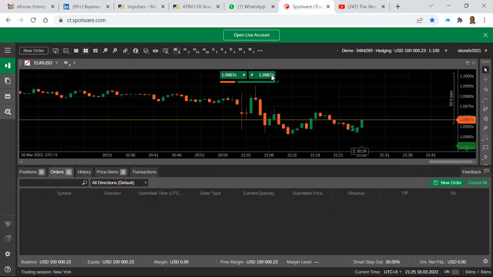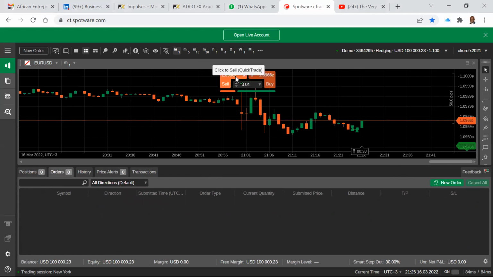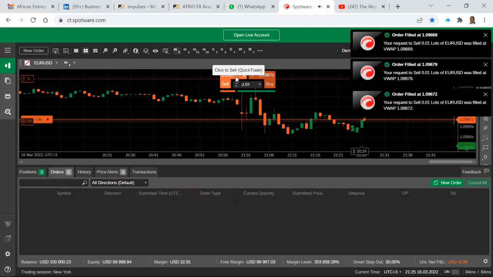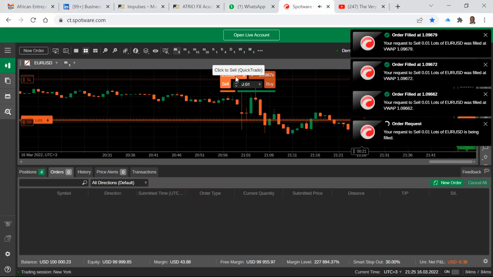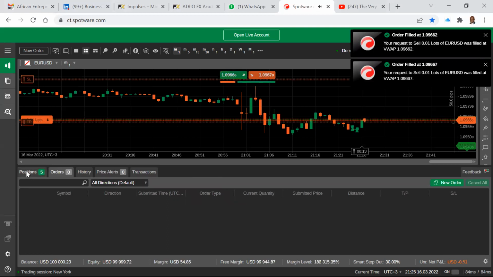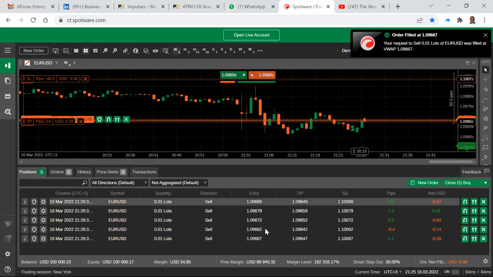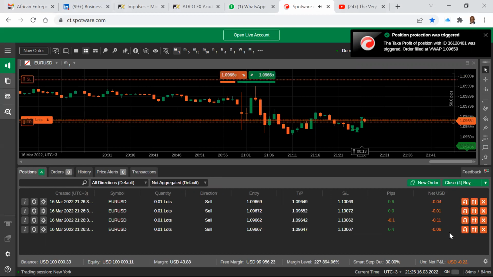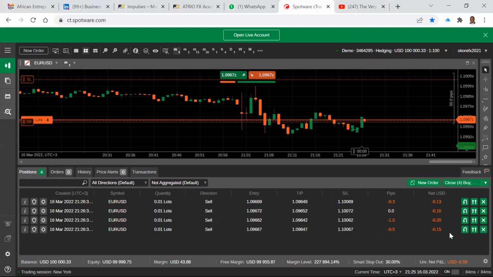Okay, so I can go up again, but I want to take some more sells. So I can do instant. 2, 3, 4, 5. I've taken 5 trades. So if you look at my positions there, you'll see they're taking profit already because I'm only taking 2 pips, 2 pips, 2 pips. All right. So that's instant execution.